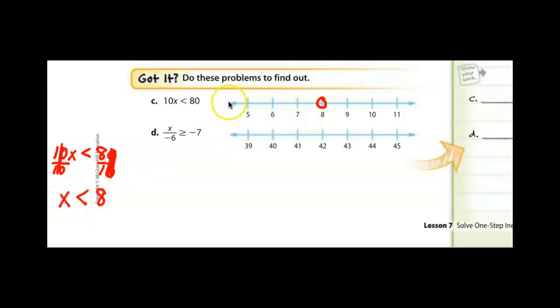Do we shade the left side of the number line or do we shade the right side of the number line for the possible solutions? Answer that for me now, please. Okay, x is going to be less than 8, so everything on the left has to be shaded in as a possible solution. All right, I'm going to change my color and we're going to do the next problem here.